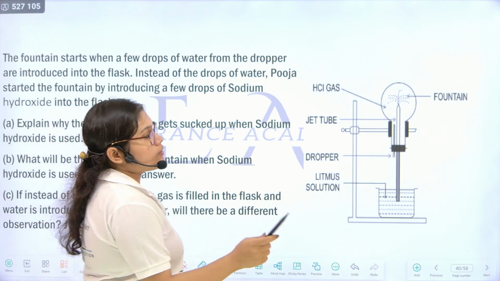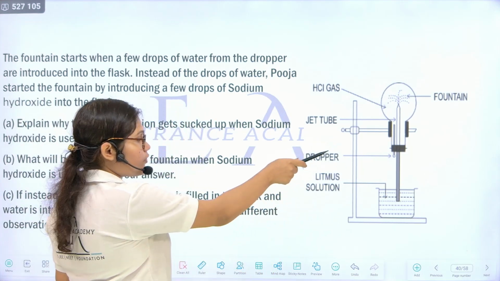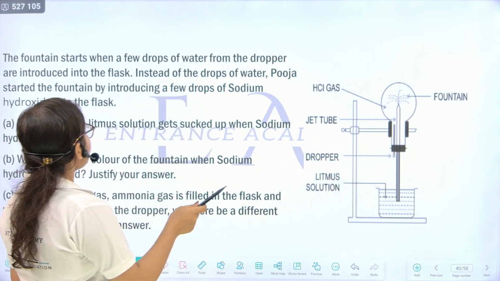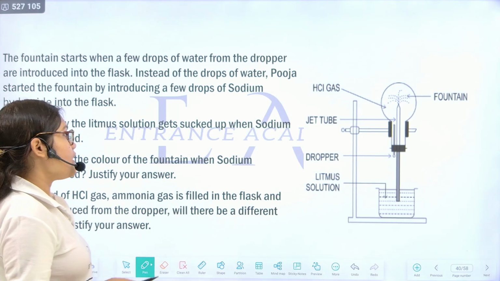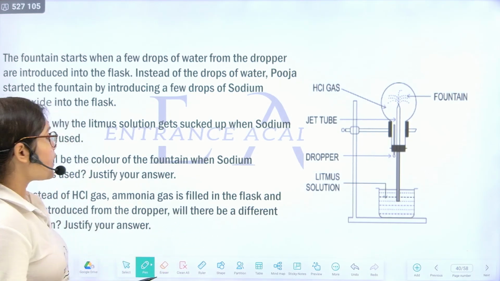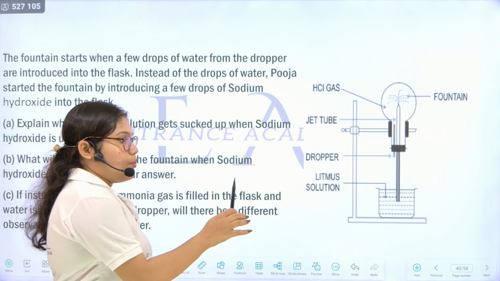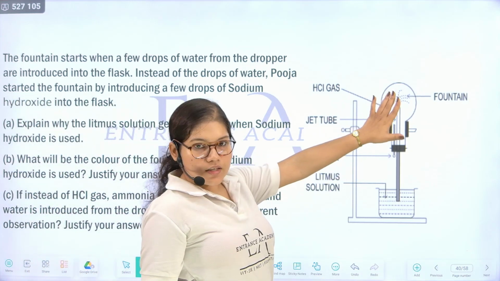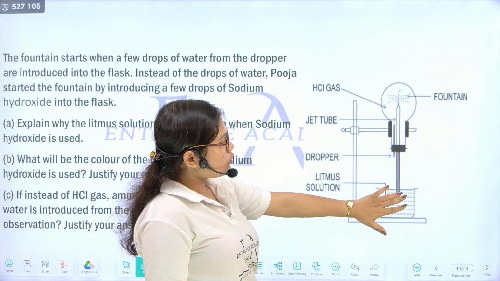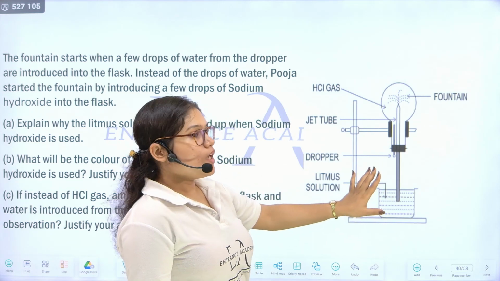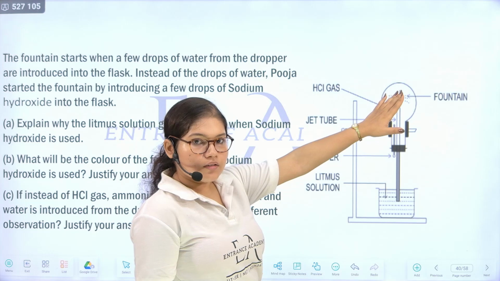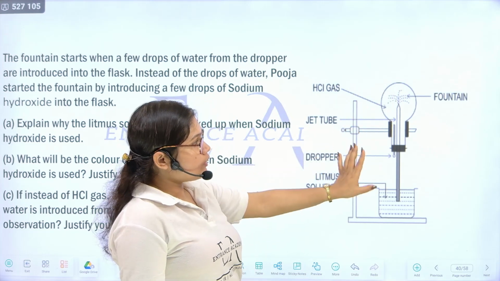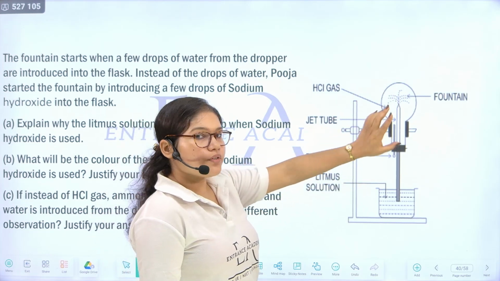Sodium hydroxide is a base. If you use sodium hydroxide here instead of water, the first question is: explain why the litmus solution gets sucked up when sodium hydroxide is used. If the acid is there, so this is HCl and this one is a litmus solution. If it is a blue litmus solution, then it turns red using this kind of fountain experiment. The color of the fountain is red.